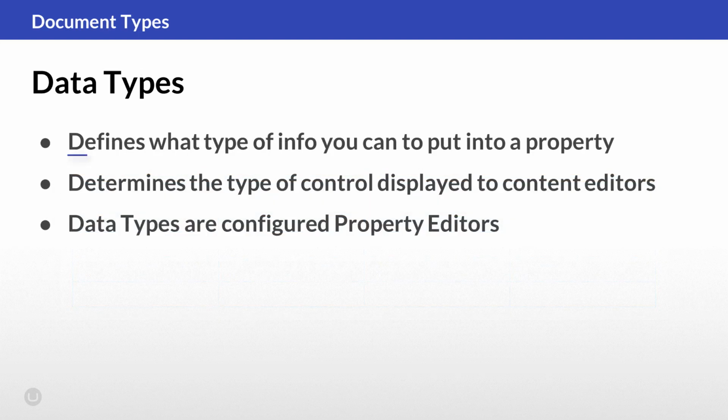Let's move on to data types. A data type defines what type of information you're allowed to put into a property. The data type you choose determines the type of control your content editors will be using. It's important to configure the most relevant data type to make it as straightforward as possible for your content editors. The final thing to note, data types are configured property editors. We'll be covering property editors in a moment, but know that we make data types by configuring property editors.